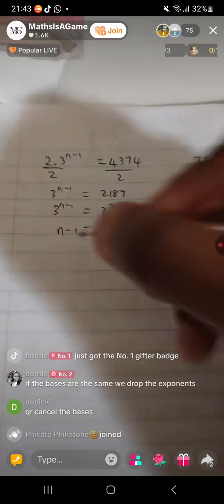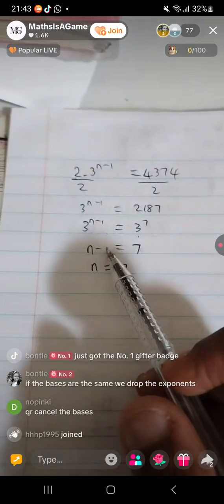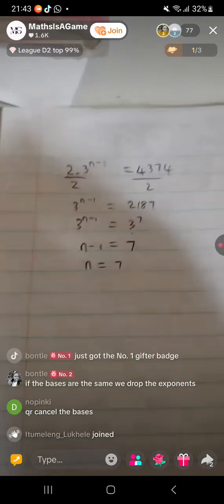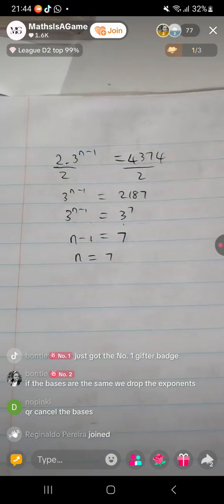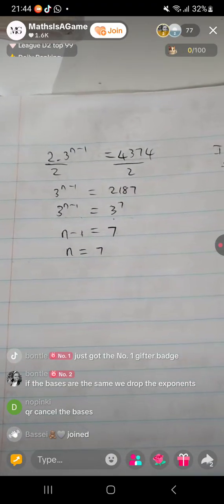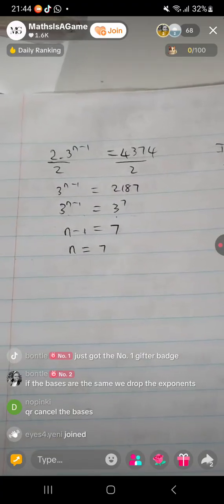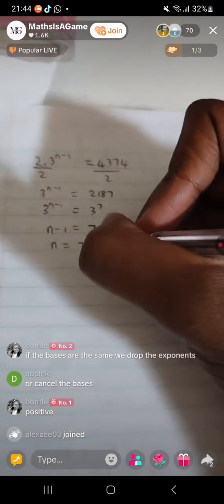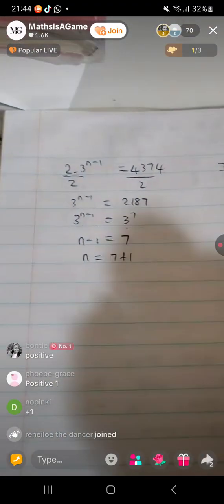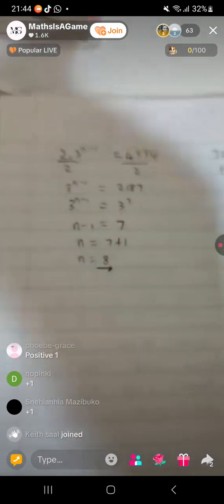Alright, then we solve for n. This is a linear equation. We take our negative 1, we transpose it. It becomes what on the other side? Definitely positive 1. Thank you so much, Bontle. Such a joy. Then n is equal to 8.